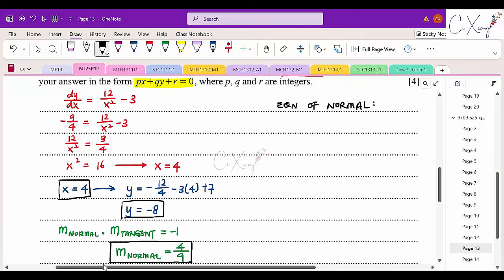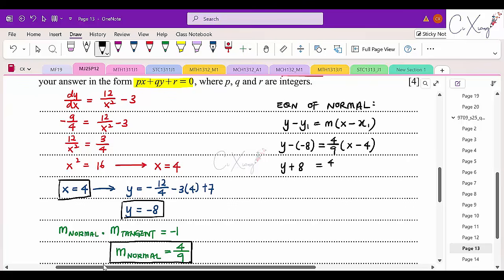Okay, the general formula that I'm using is y minus y1 equals m times x minus x1. Substitute the y1, which is the y coordinate, -8. Gradient is 4/9. x1 is 4, the x coordinate. Right, then you try to simplify it.